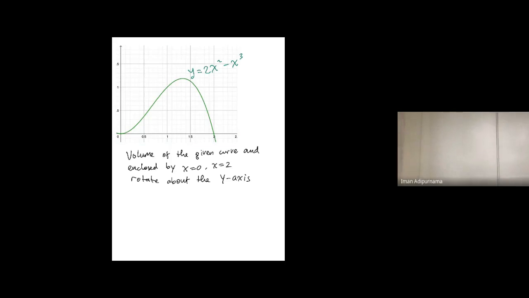So you have this polynomial 2x squared minus x cubed. Imagine this rotating. What will the shape be? I think it looks somewhat like a sink when you wash your hand. Imagine that.